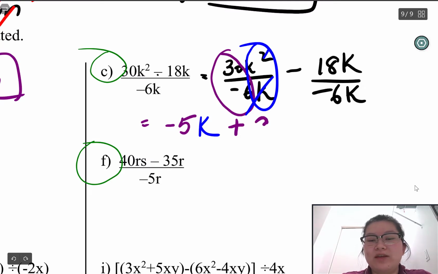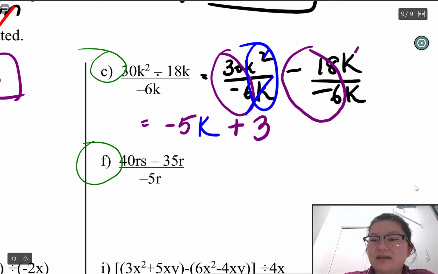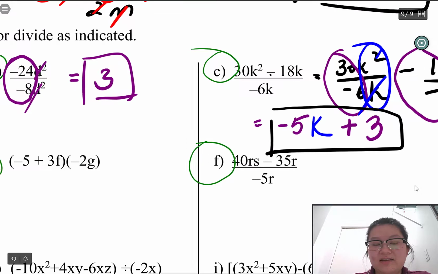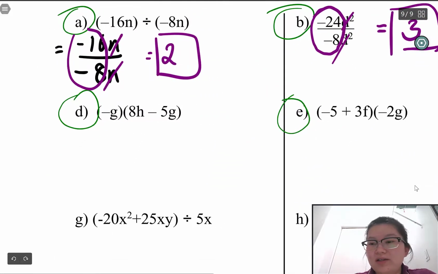Actually, no, sorry, 3. My goodness, can't even do multiplication. So I have plus 3, and the k's cancel out. So that's all that I'm left with. I get negative 5k plus 3. That's it. Okay, moving forward.